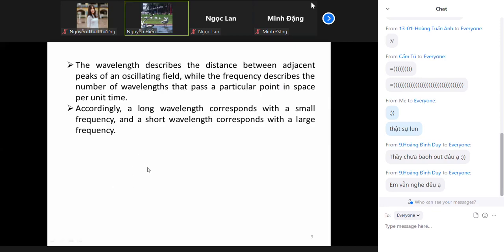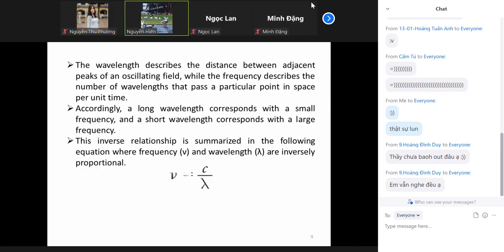Okay, accordingly, a long wavelength corresponds with a small frequency, and a short wavelength corresponds with a large frequency. And we have a simple equation that shows this relationship. So they have an inverse relationship. The longer the wavelength, the smaller the frequency, and the other way around. This equation is quite familiar to all of you. In this equation, c is the constant speed of light.